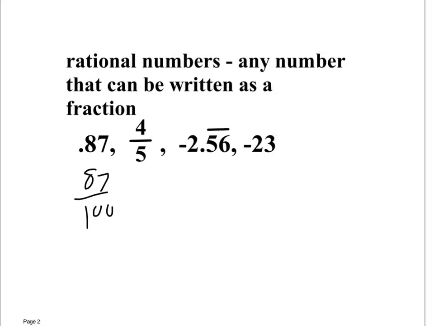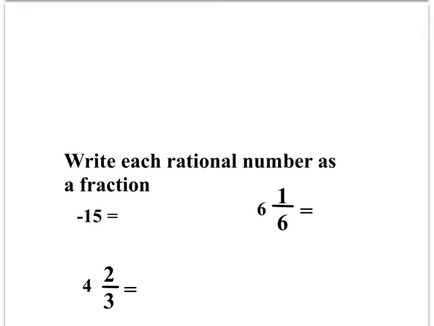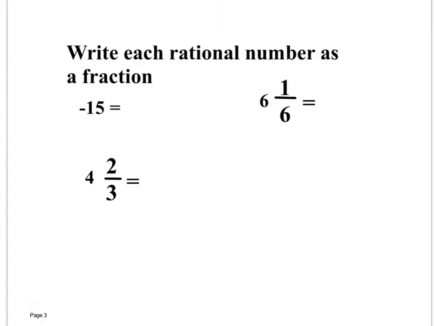-2 and 56 repeating, we can write that as a fraction. Repeating numbers can be written as a fraction. And then -23, I can write that as -23 over 1, so I can make that a fraction. So every one of these can be written as fractions, so they're included when we talk about rational numbers. All right, write these down.